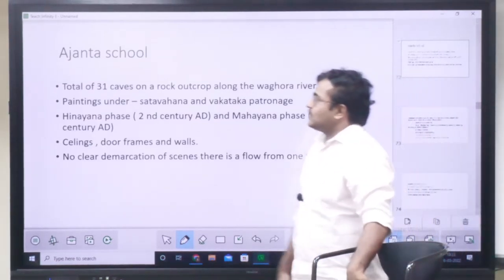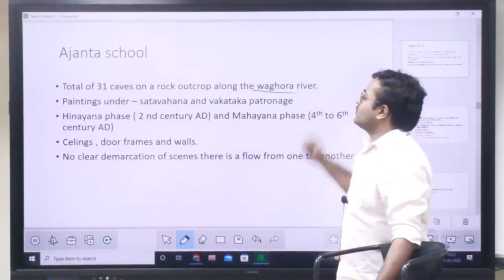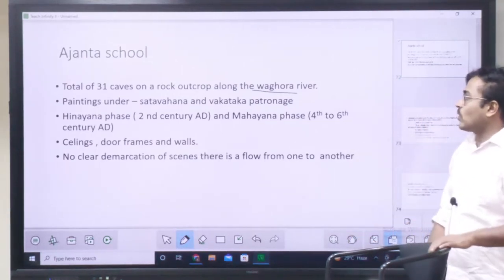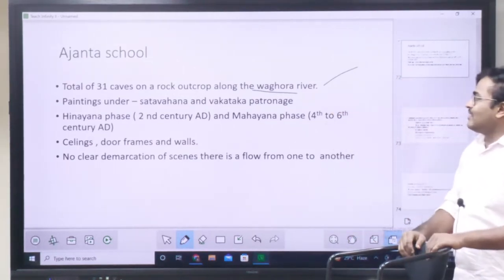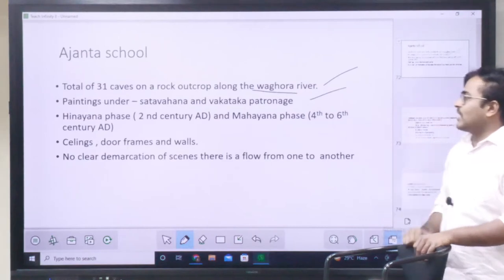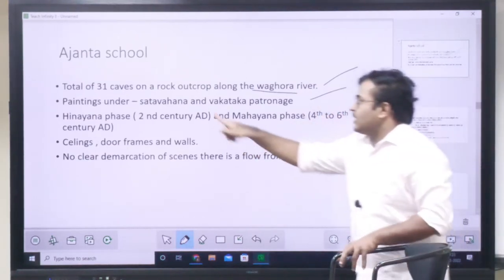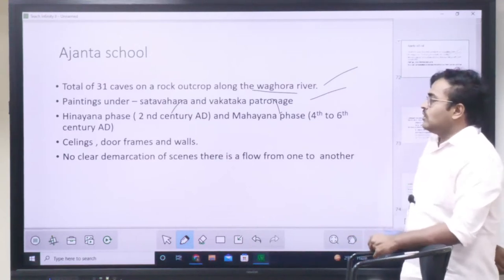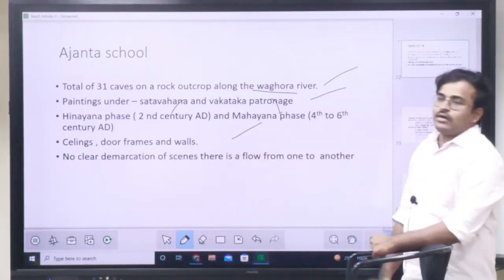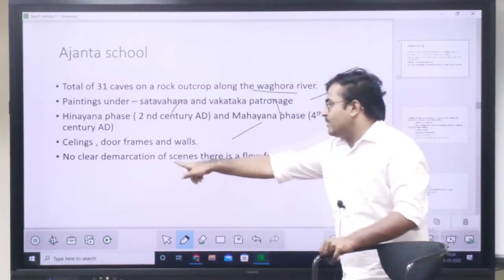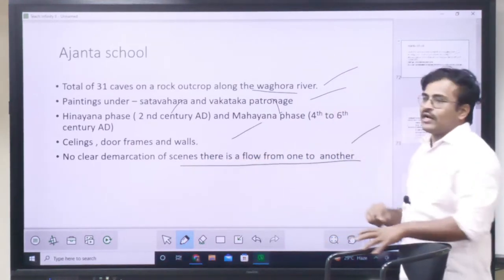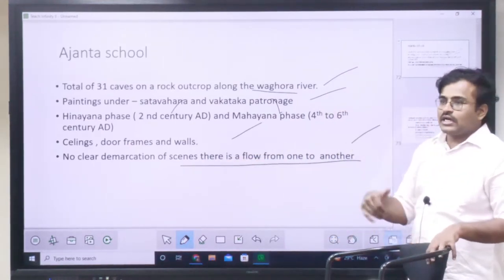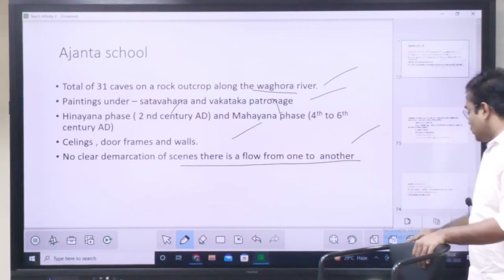Ajanta school, see this. There are a total of 31 caves on rock outcrop along the Vagoda River, with paintings under Shatavahana and Vakatak patronage. Shatavahana period is mainly Hinayana, and Vakatak period is the Mahayana phase. Ceilings, door frames and walls are painted, and there is no clear demarcation of scenes. The scenes flow continuously from one to another.